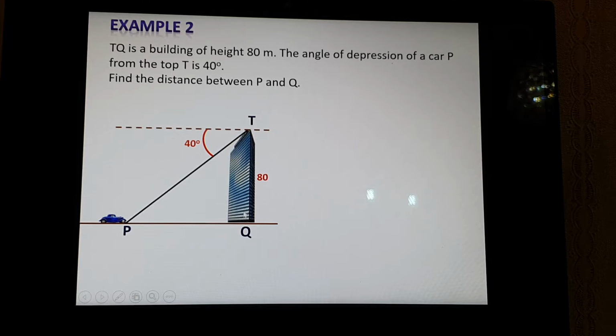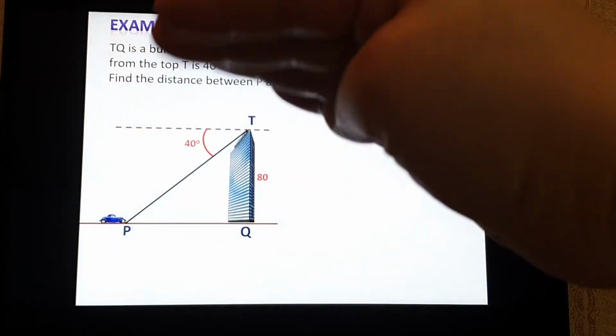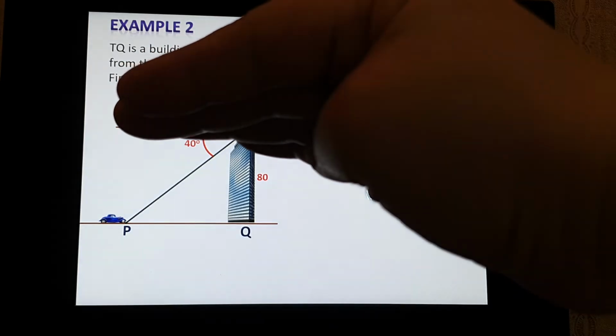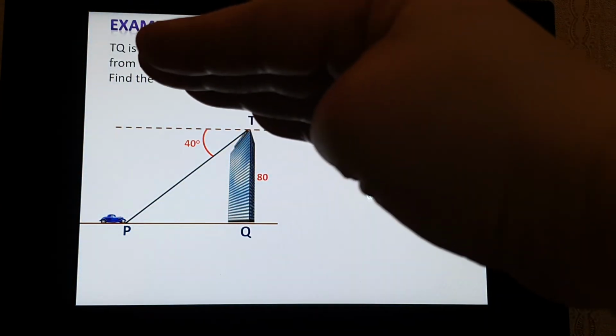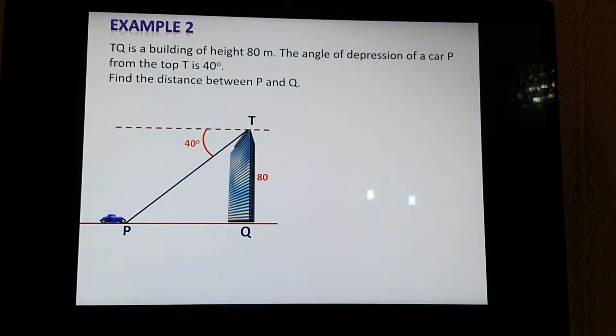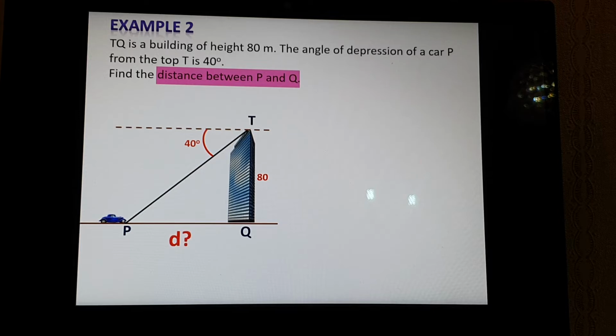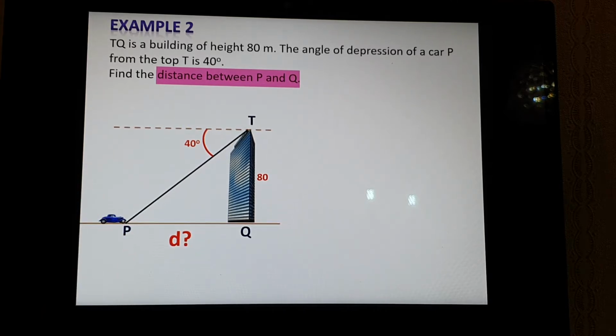Let's say you know this building's height. Then you are standing here, and again you use the clinometer, right? You can tell that the angle of depression of P from T is 40. Then you can use the alternate angles. Alternate angles will tell you that this is 40, if you need that one.